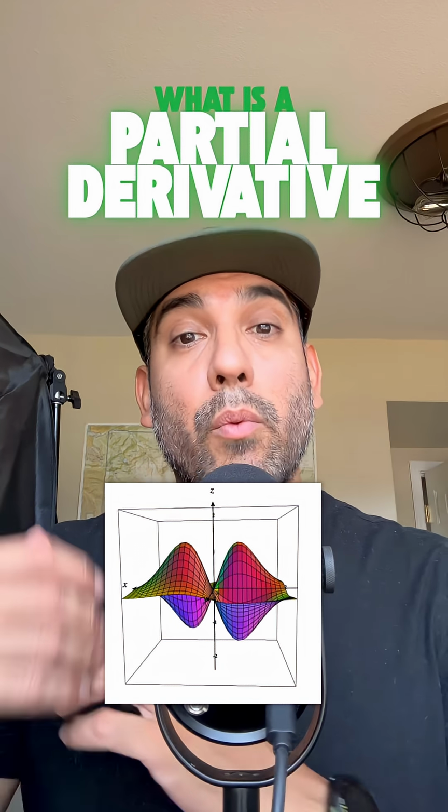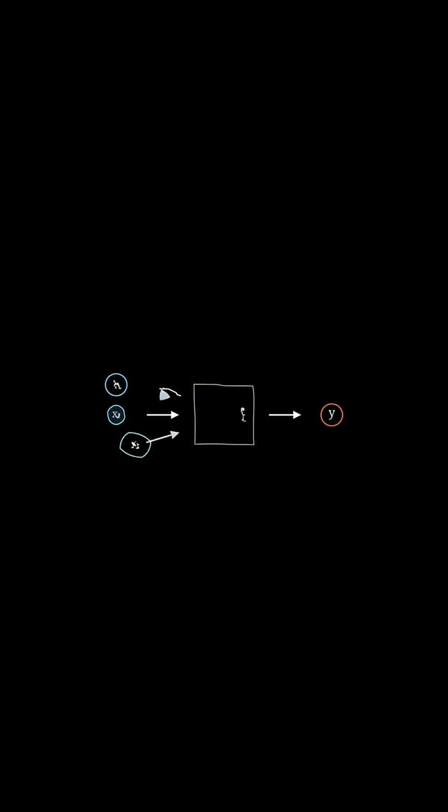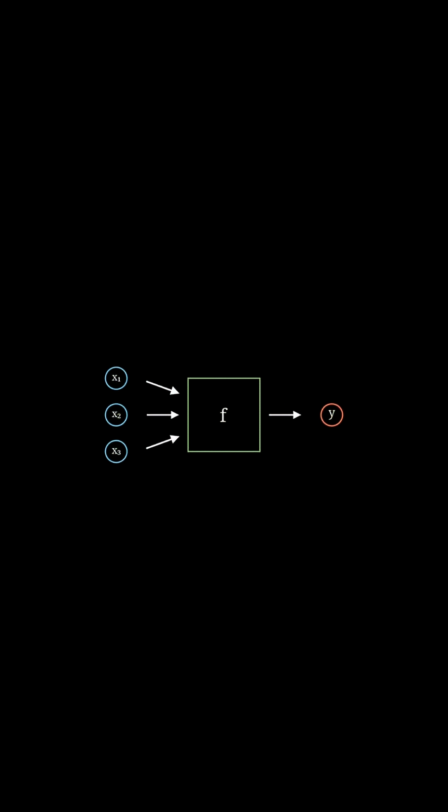Let's go ahead and talk about what a partial derivative is. In Calculus 1 and Calculus 2, we're typically dealing with functions that have one input and one output. But in Calculus 3, or multivariable calculus as they like to call it, you're now dealing with functions that have multiple inputs and one output. And one of the great things that comes out of this is the partial derivative.